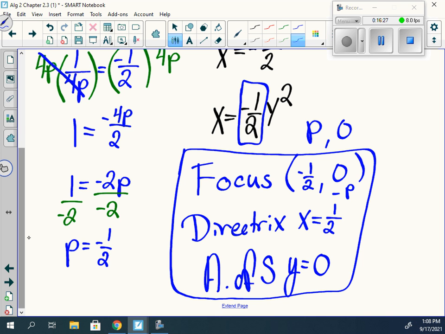Because the p value is only going to go in the focus and directrix. Those are the only two places that the p value will go. Any other questions on this here? We're ready to look at the next one.